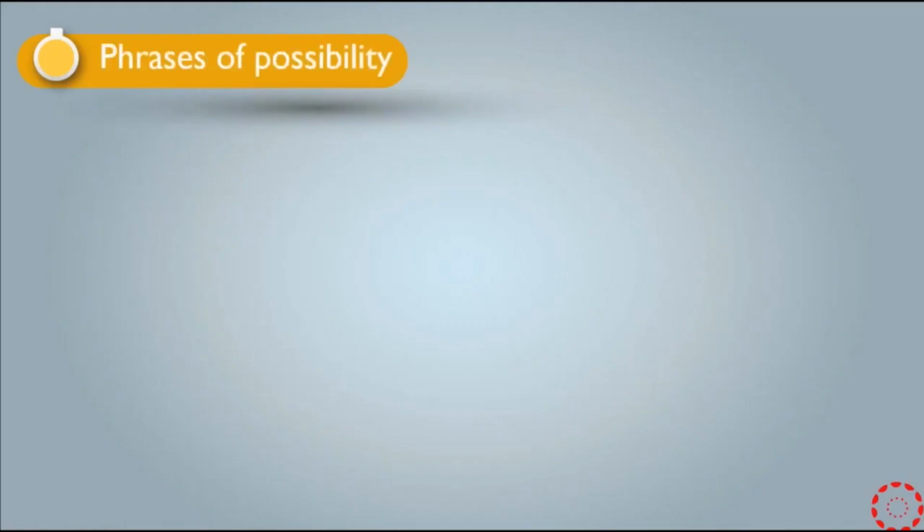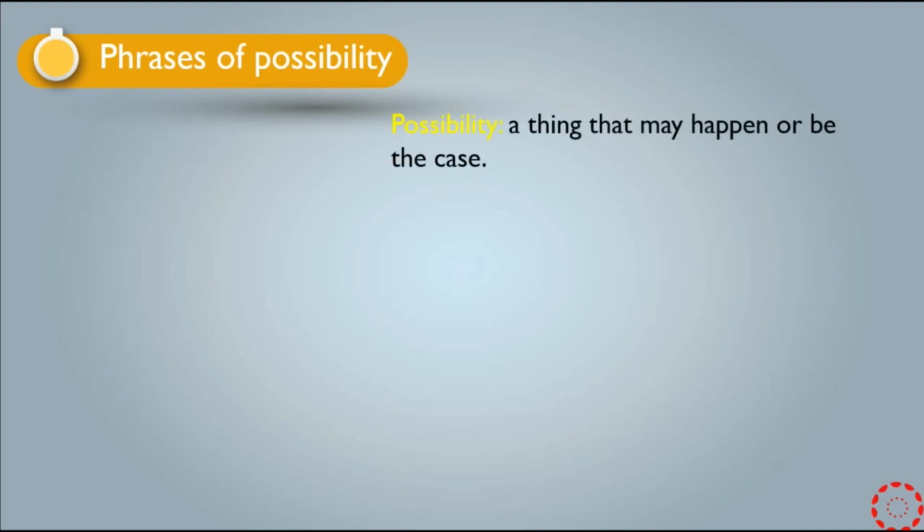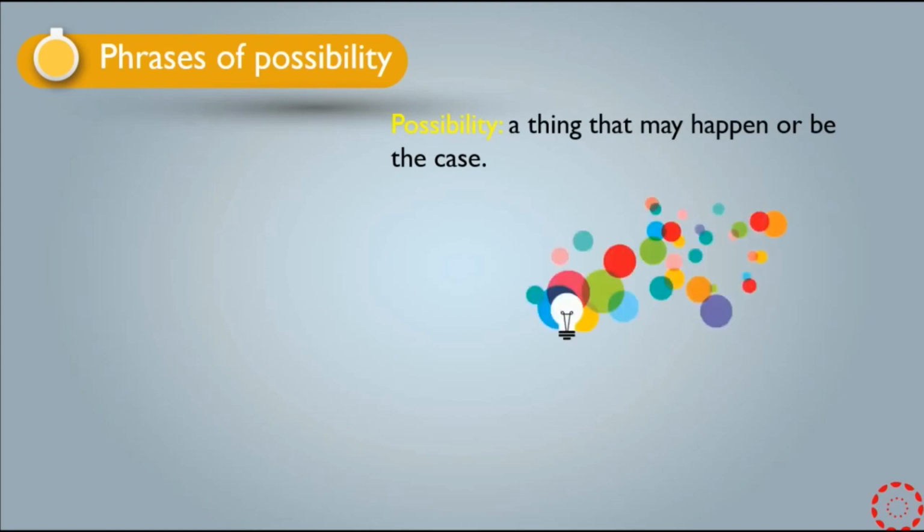Phrases of possibility. What are the phrases of possibility? We have some phrases of possibility that we use when we don't know something. For example, when we are not sure about something, we use them. Possibility: a thing that might happen or be the case.